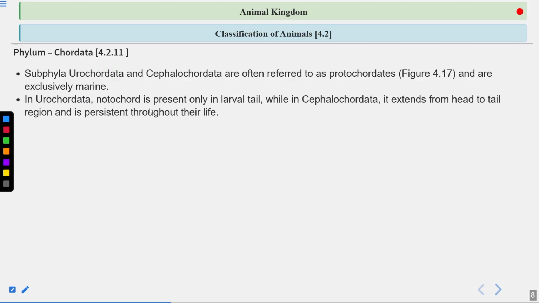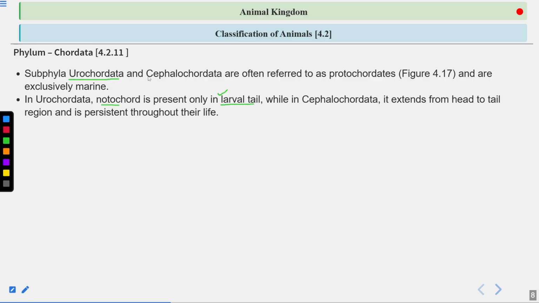In Urochordata, the notochord is present only in the larval tail. We are discussing Urochordata, the first subphylum. Here the notochord is present only in the larval tail. It is not present in adulthood. It is present only in the larval stage, and only in the tail region, not in the whole body.